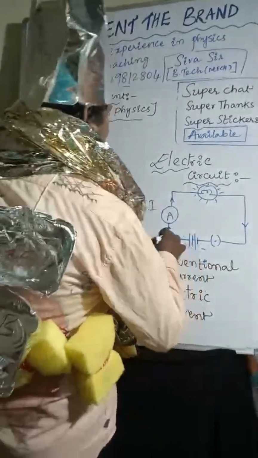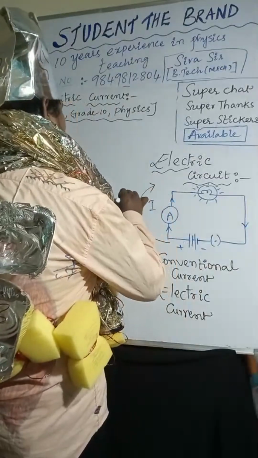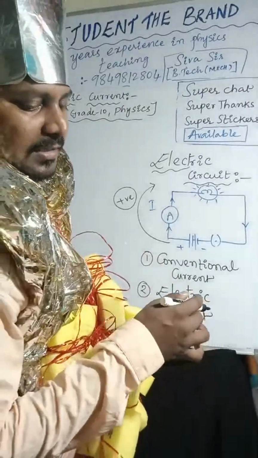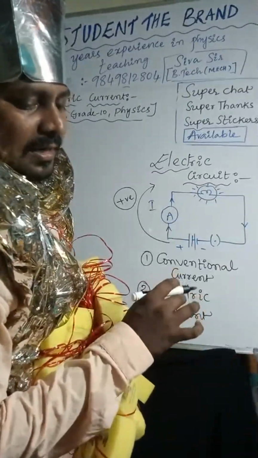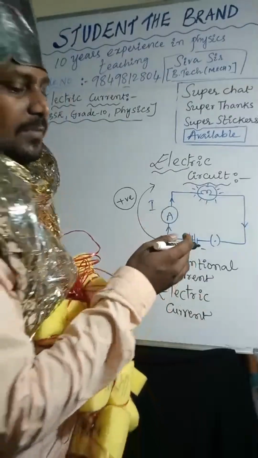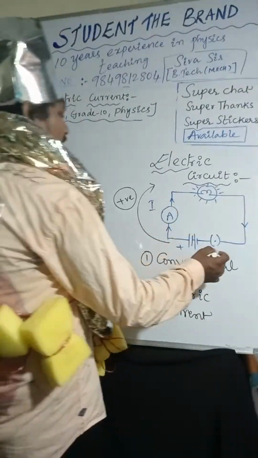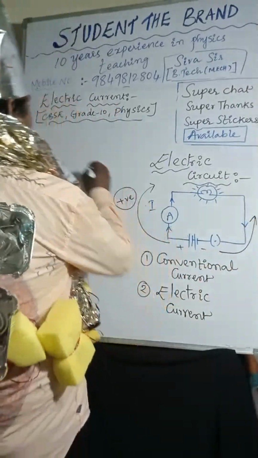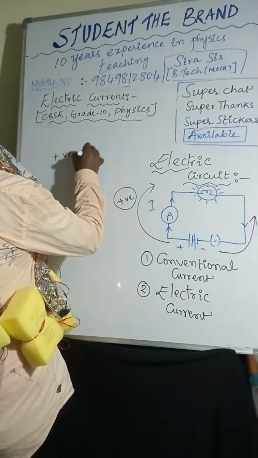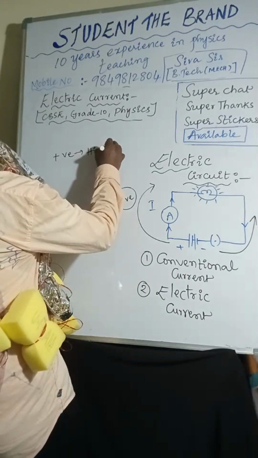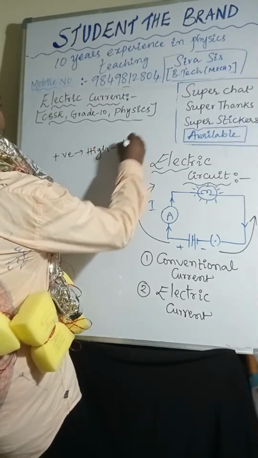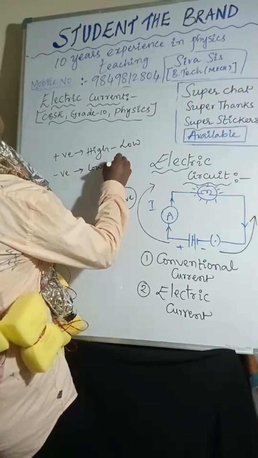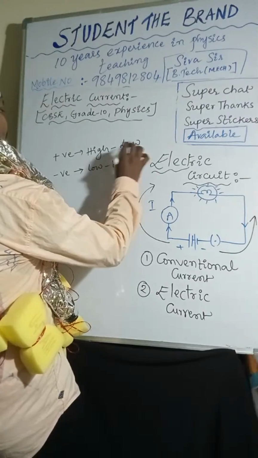So conventional current is nothing but the flow of positive charges. The flow of electrons will be considered as electric current. Positive charges will move from high potential to low potential, whereas negative charges will move from low potential to high potential.